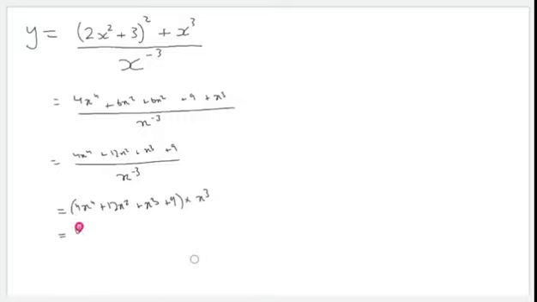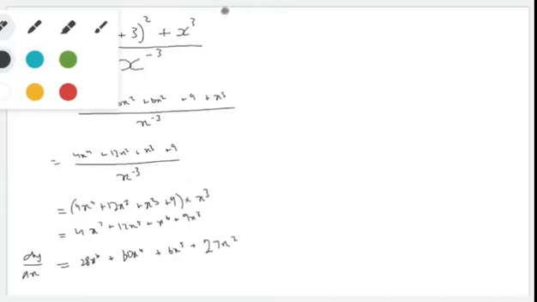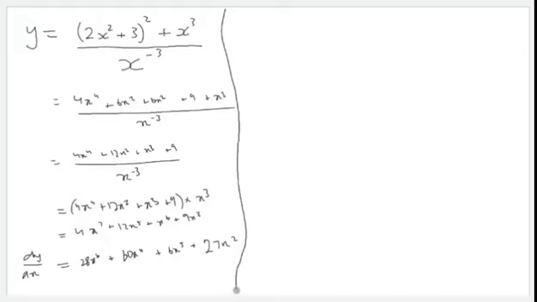Yeah, that works too. 60x to the 4, 6x to the 5. So, square. Yep. Good stuff.